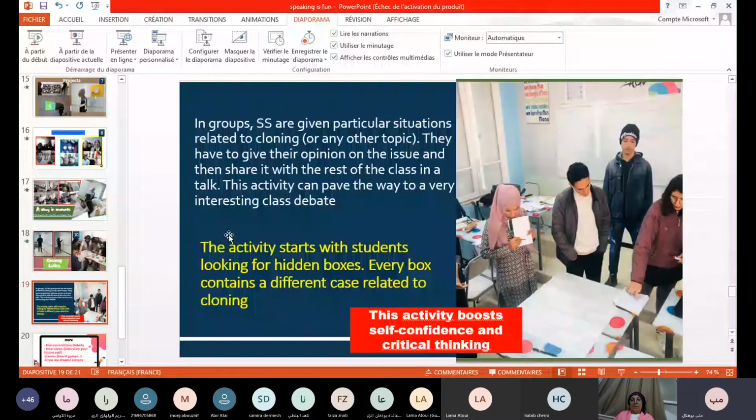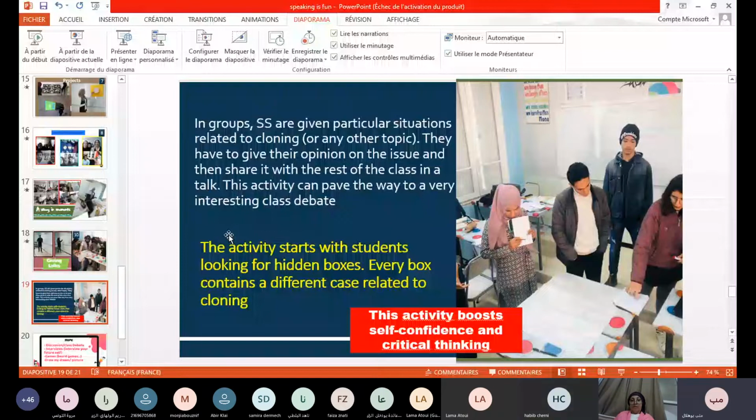So in groups, students are given particular situations related to cloning. This is the activity I did, or any other topic. They have to give their opinion on the issue and then share it with the rest of the class in a talk. This activity can pave the way to a very interesting class debate.